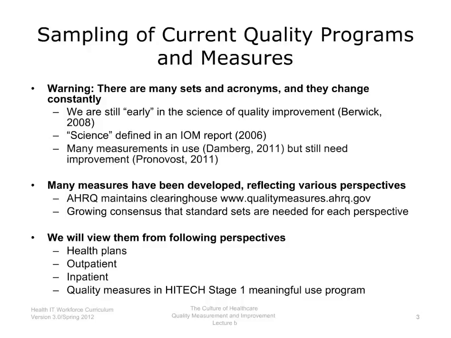Many measures have been developed, all reflecting different perspectives, somewhat like standards. AHRQ maintains a clearinghouse of the different types of measures that are available, where they are being used, and so forth. But there is clearly a growing consensus that we need to develop standardized sets so that we can implement them in standardized ways and obtain value from them. In the following slides, we will talk about specific quality measures from different perspectives: the perspective of health plans, the perspective of outpatient medicine, the perspective of inpatient medicine, and those required under the Stage 1 Meaningful Use Rules of the High-Tech Act.